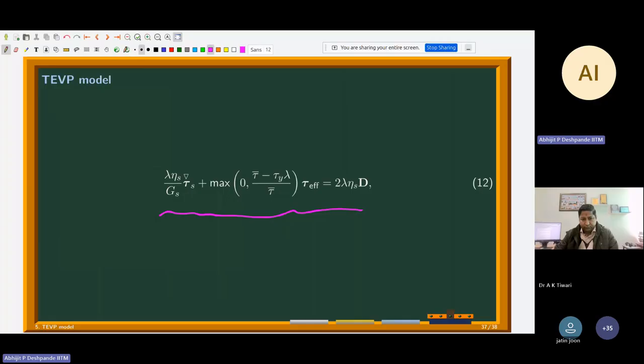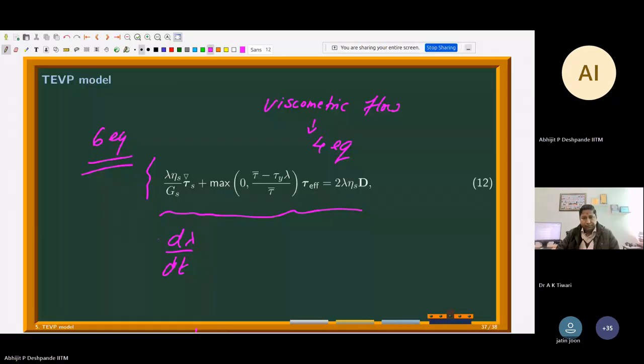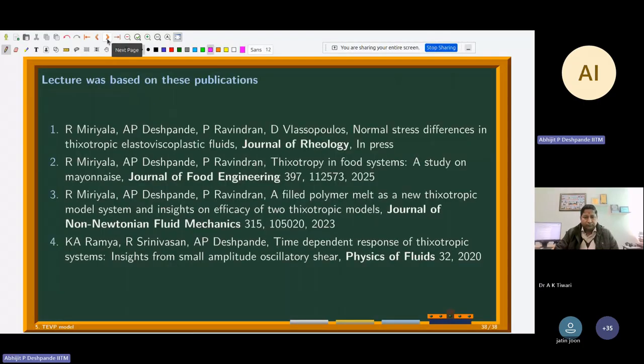But in addition to this, we will also need an evolution equation for d lambda by dt. And of course, these are 6 equations, because a tensor has 9 components, but since it's symmetric, there are only 6 independent components. For a viscometric situation, we have only 4 components, so 4 equations. So 4 equations have to be solved simultaneously along with the 5th equation of d lambda by dt for us to get a solution.